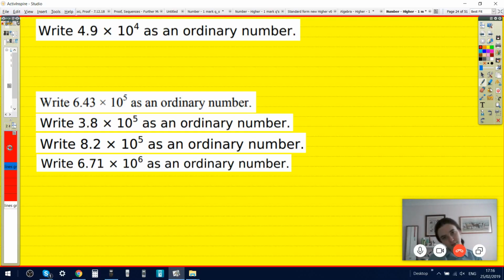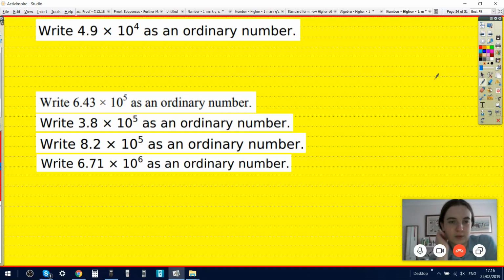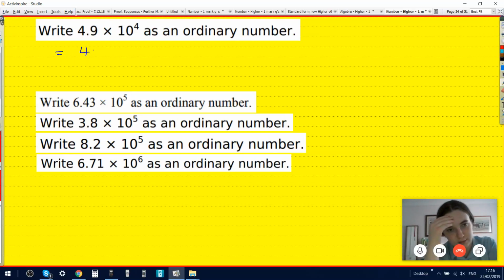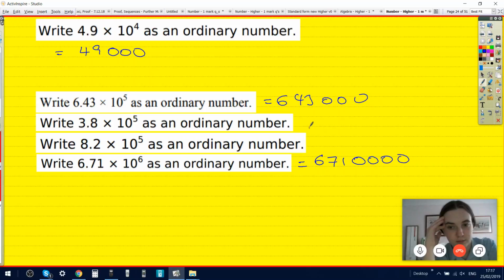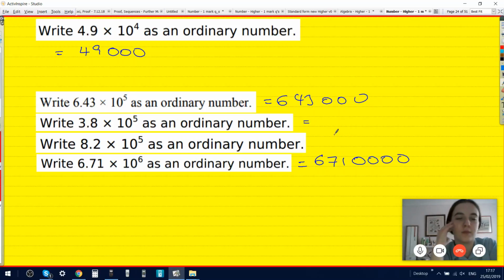Okay, first one. 4, 9, and 3 zeros. This one. 6, 4, 3, and 3 zeros. Last one. 6, 7, 1, and 4 zeros. Yes. That's good. Hang on, this one. 3, 8 with 4 zeros.